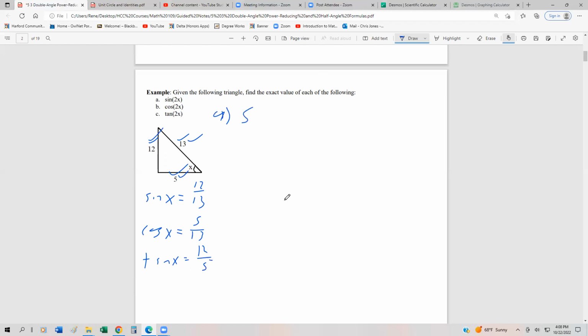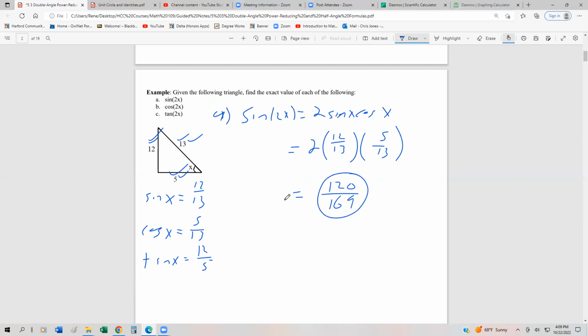Sine of 2x is 2 sine x cos x, or that's going to be 2 times the quantity of 12/13 times 5/13. And then finally, 2 times 12 is 24. 24 times 5 is 120. We get 120 divided by 13 times 13, which is 169. Okay? So that's literally how easy it is to employ these double angle formulas.